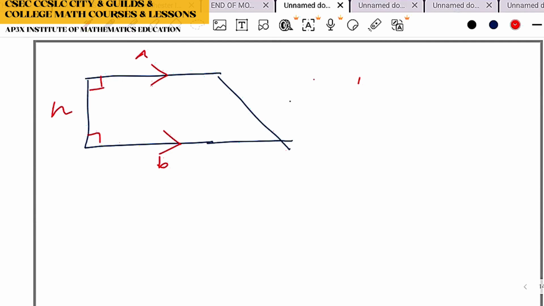This slant side here, unless I am definitely trying to overlap some other topic with it, this slant side never comes into play, especially when it comes to the area of the trapezium. It never comes into play. All right. So then watch.